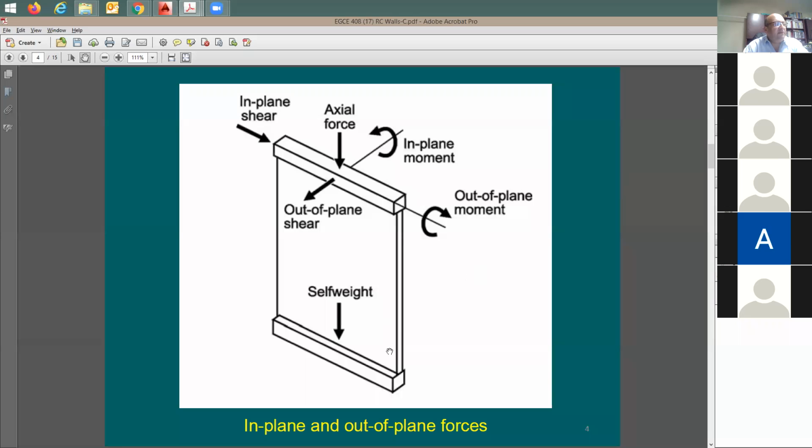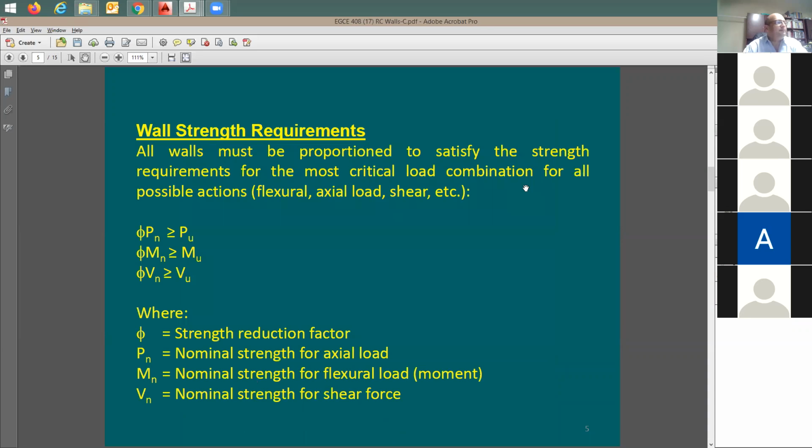This picture here is taken from the ACI. They tell you here that this is going to be a structural wall. You don't differentiate here between gravity and shear wall. Differentiation is going to happen when it comes to the design guidelines.